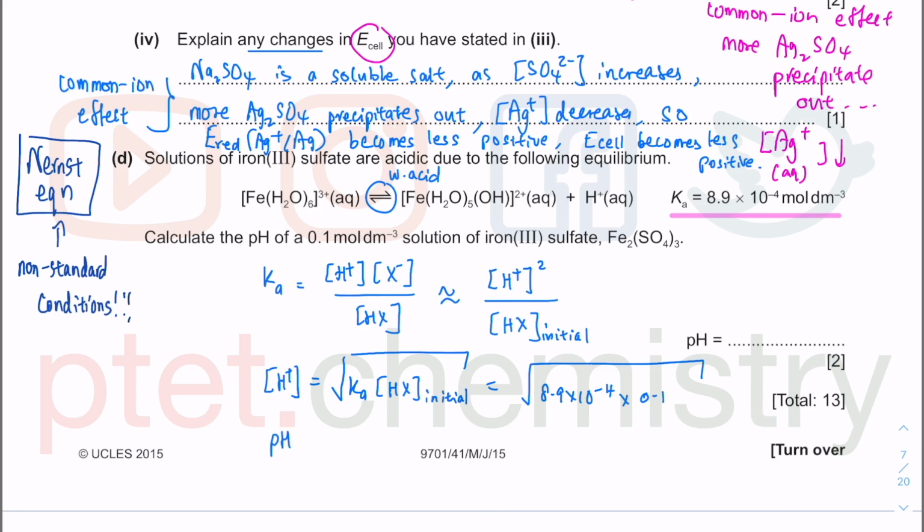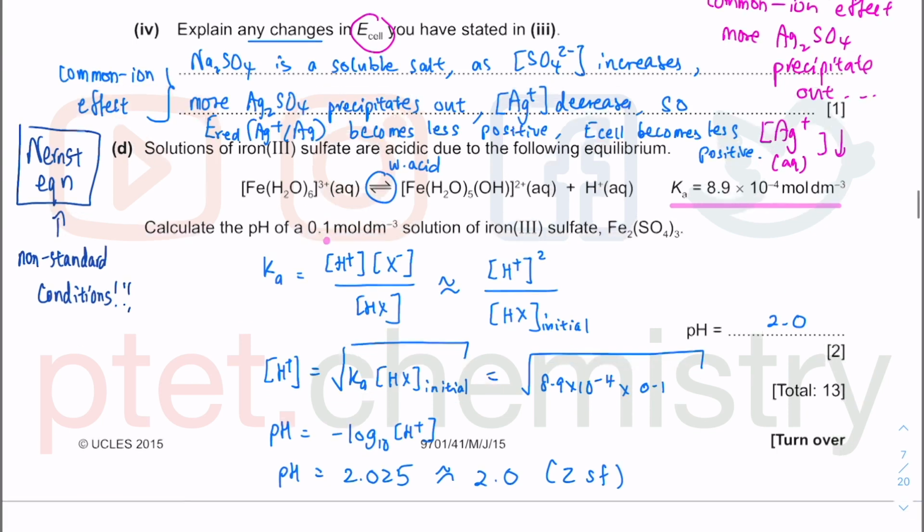But what do I want? I want pH. pH is minus log 10 of H plus. So from my previous answer, I take the negative log 10 of it. I get 2.025. Looking at the value here, this is one significant figure, 0.1 mole per dm cube. Looking at the Ka, this is 2 significant figures. I would probably give these to 2 significant figures just to be appropriate with the data given in the question for this calculation. That's the end of this 13-mark question there.